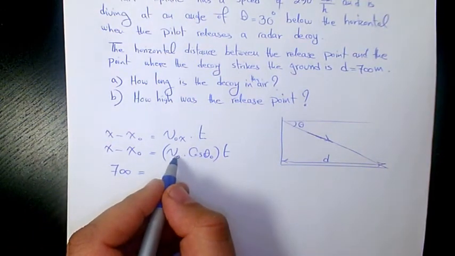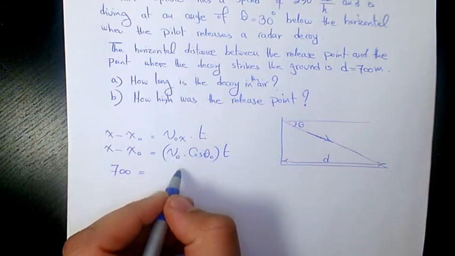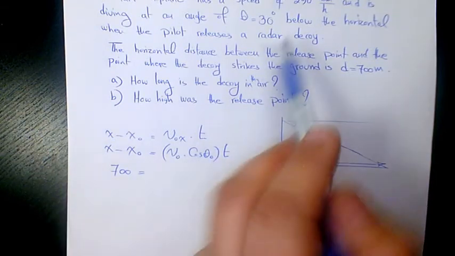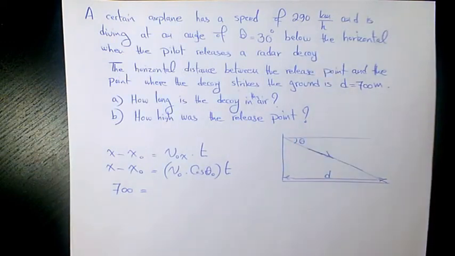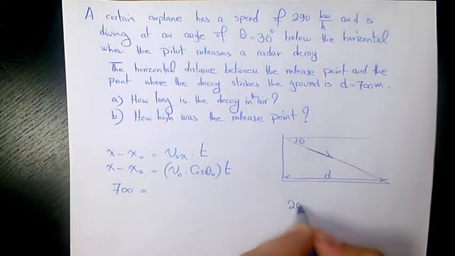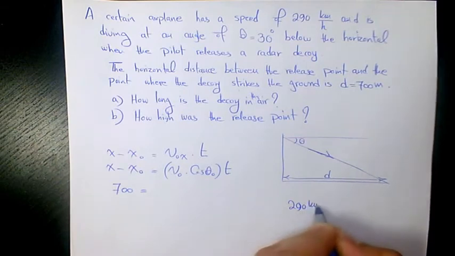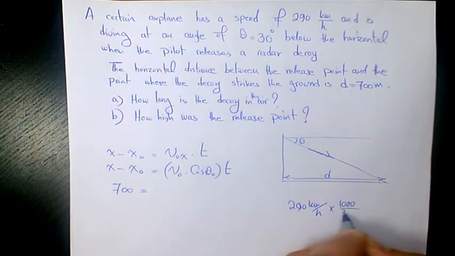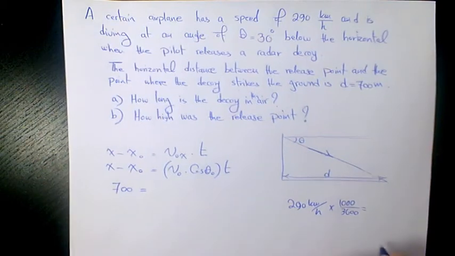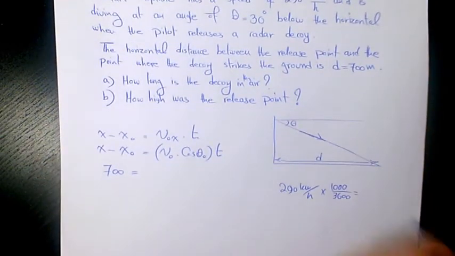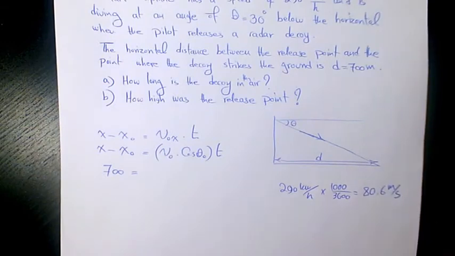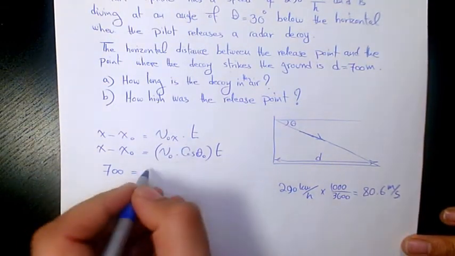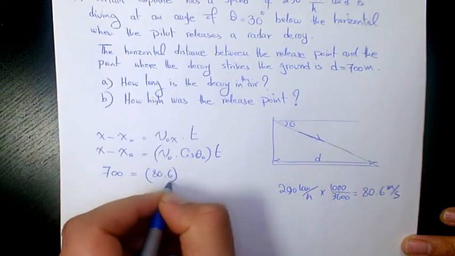V naught is the velocity. The velocity is given, but it is in kilometers per hour. We need to change it to meters per second, so it's 290 kilometers per hour times 1000 divided by 3600. That gives me 80.6 meters per second.